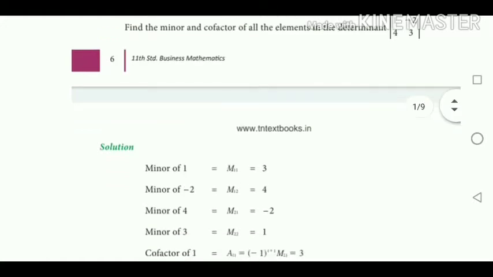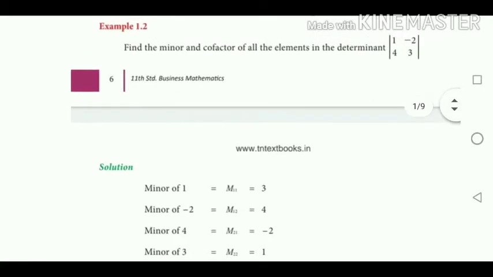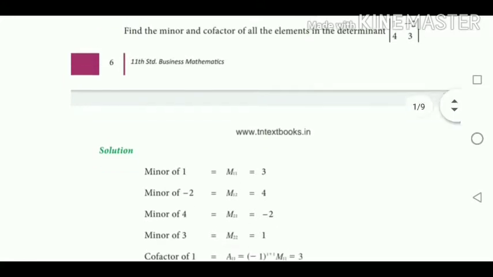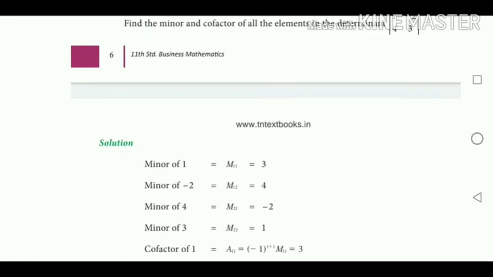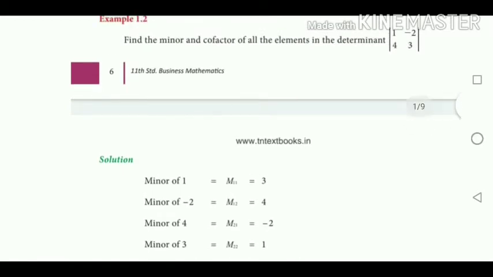Likewise, the minor of minus 2, that is first row second column, is the element opposite to it, which is 4. That is, m12 is 4. Likewise, the minor of 4, that is second row first column, m21 equal to minus 2. Then the minor of 3, m22, that is second row second column, is 1. This is the way we are finding the minors of a 2 into 2 matrix.